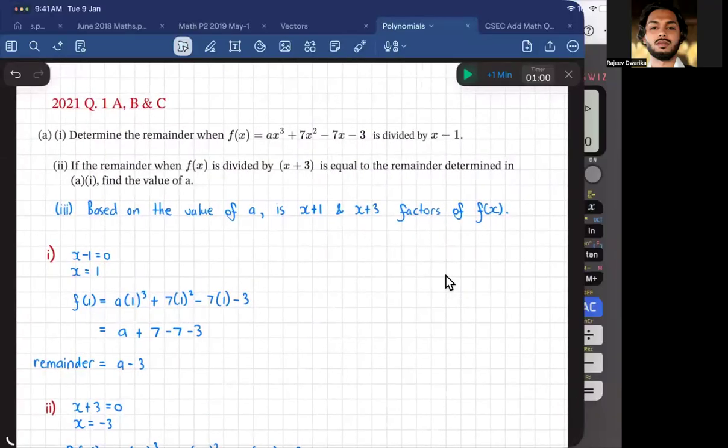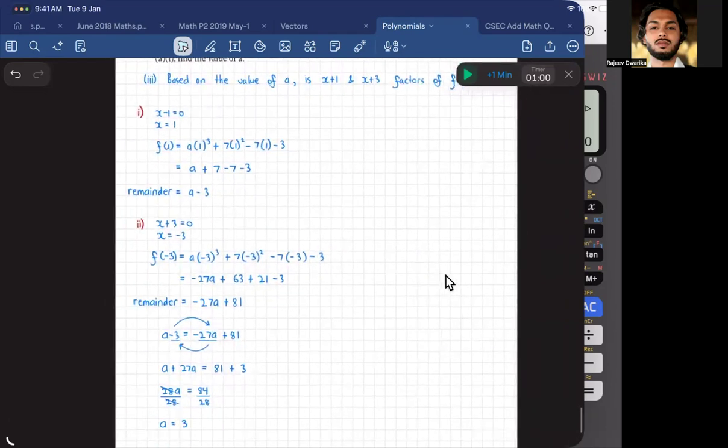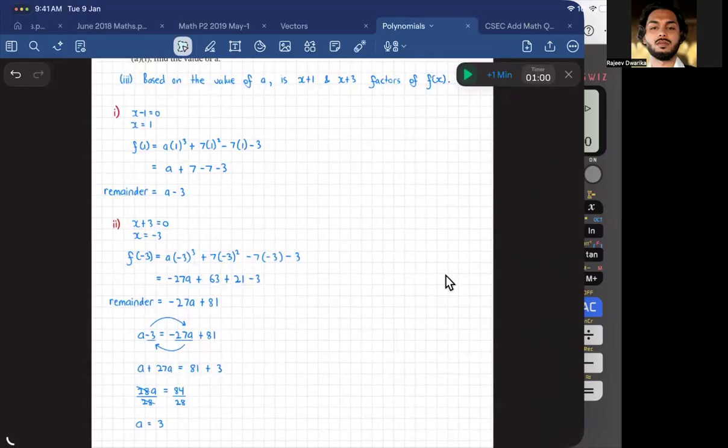All right, let's add in another part. Part 3 says, based on the value of a, are x plus 1 and x plus 3 factors of f of x? Let me see if you could figure this one out. What do you think? Yes. No, I'm not sure. All right, you said yes. Yeah, but I'm not sure about my answer.